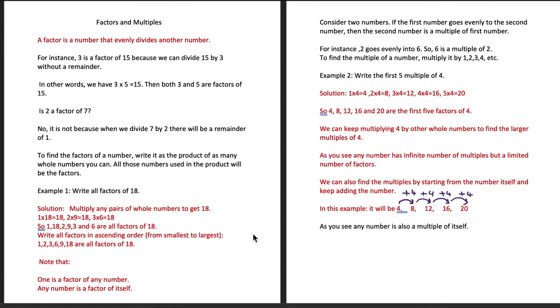In other words, we have 3 times 5 equal to 15. If you have that, then both 3 and 5 are considered factors of 15.